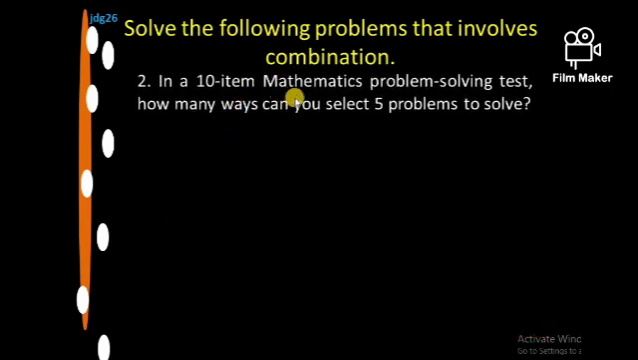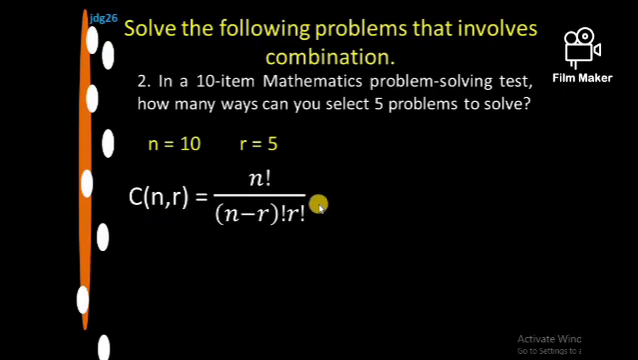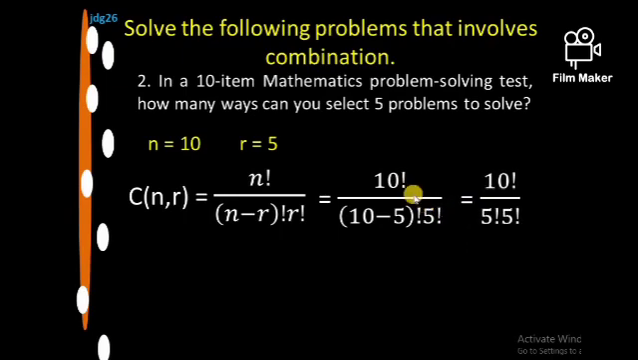Number 2. In a 10-item mathematics problem-solving test, how many ways can you select 5 problems to solve? Ang N natin ay 10, so ano ang letter R? Yes, tama kayo doon. Ang R natin ay 5, kasi we need to select 5 problems. Now, let us use the formula for combination. N factorial over N minus R factorial times R factorial. Substitute the given. We have 10 factorial over 10 minus 5 factorial times 5 factorial. Then simplify. 10 factorial over, so ang 10 minus 5 ay 5 factorial times 5 factorial.